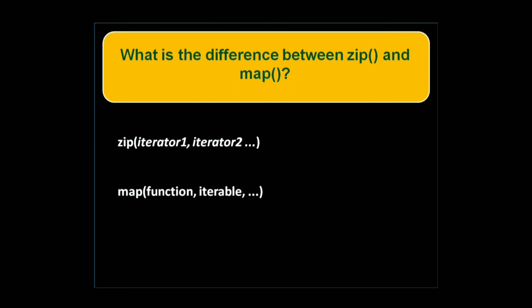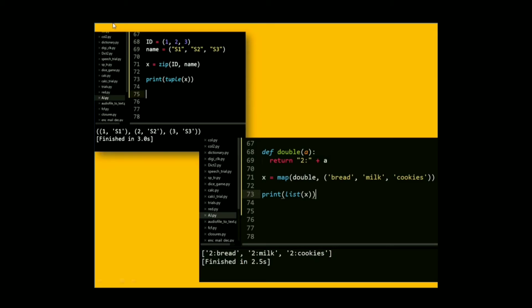Okay, I'll show you all an example just to make things clear. Have a look at this upper picture. It's for zip. If y'all can notice, you're taking 2 tuples here, ID and name, and you're applying the zip function on it. You see the output here, you get S1 to 1, S2 to 2, and so on.